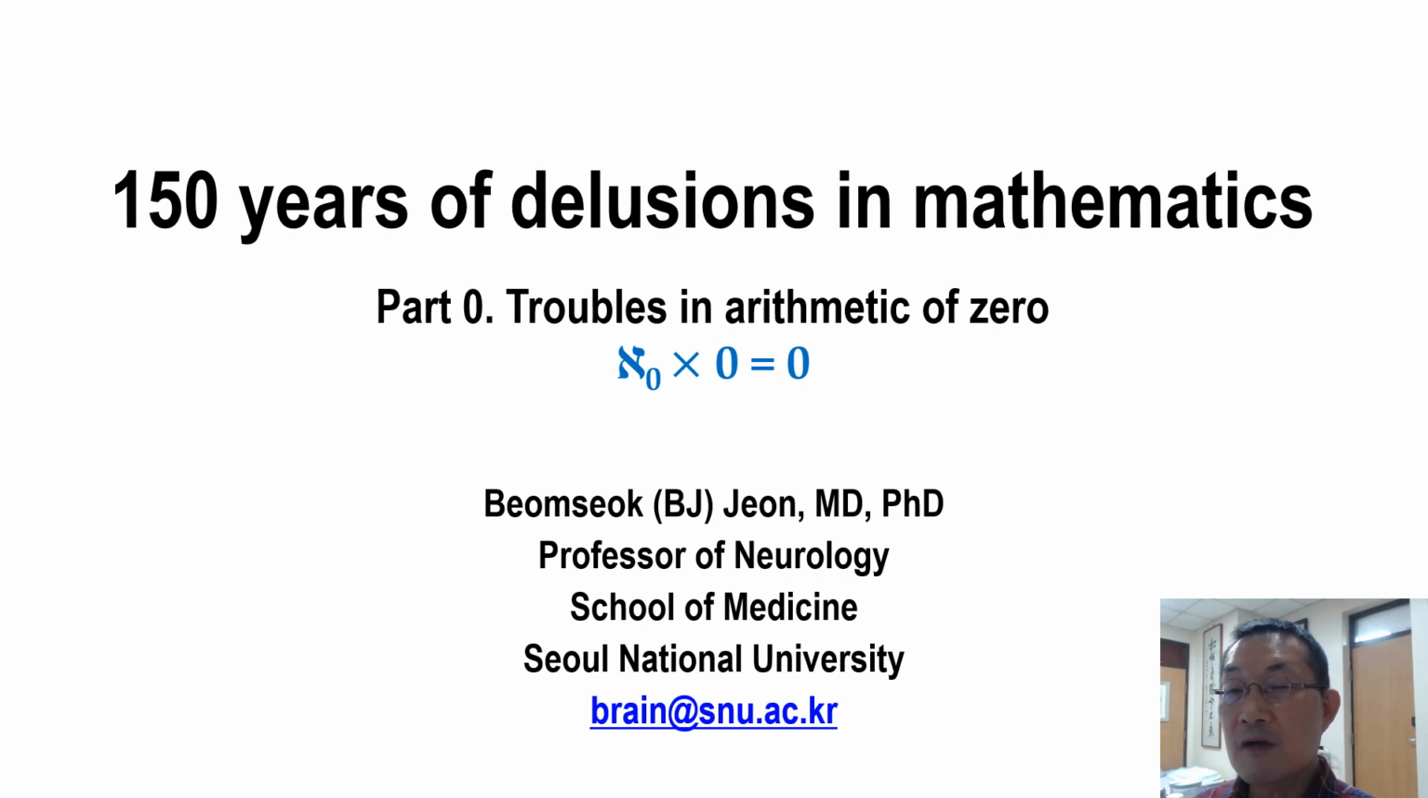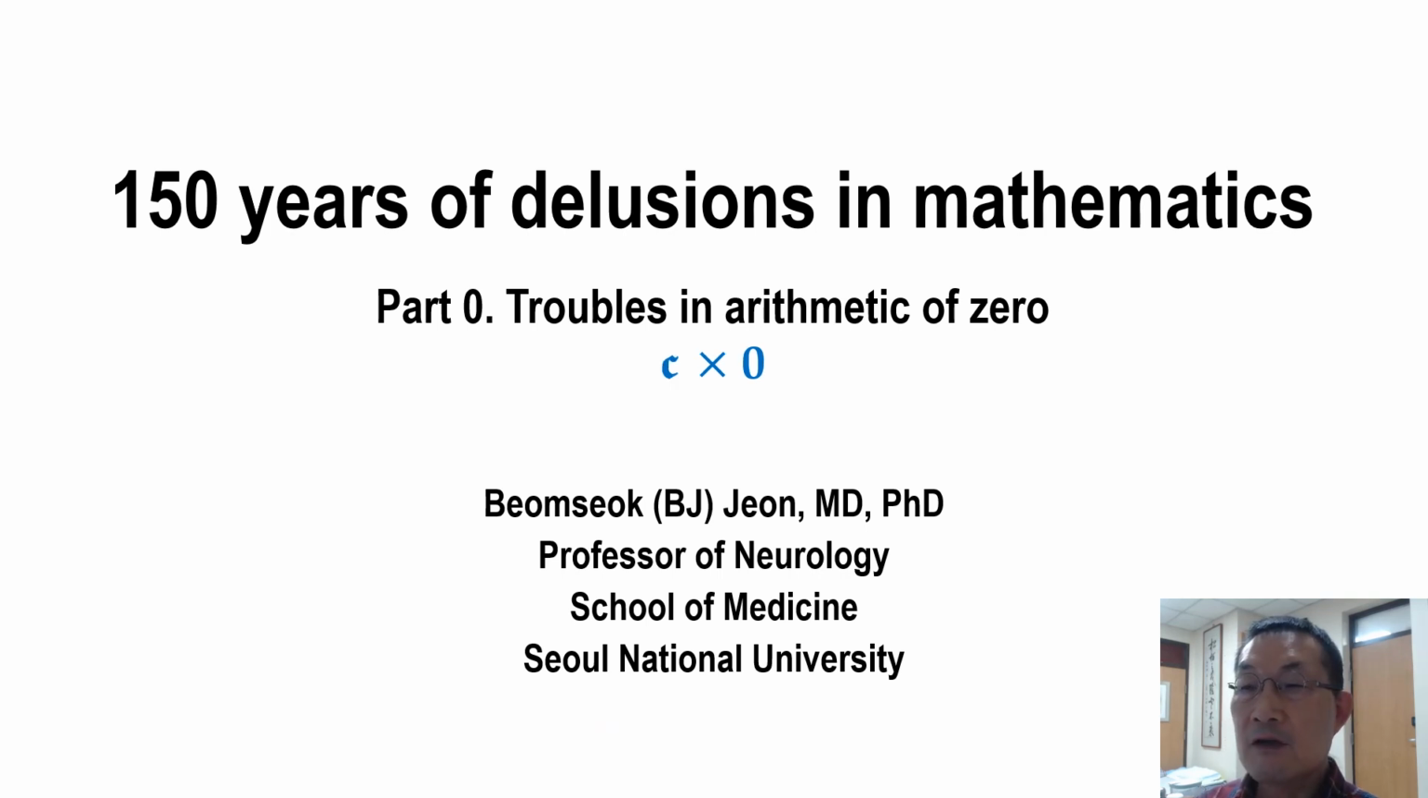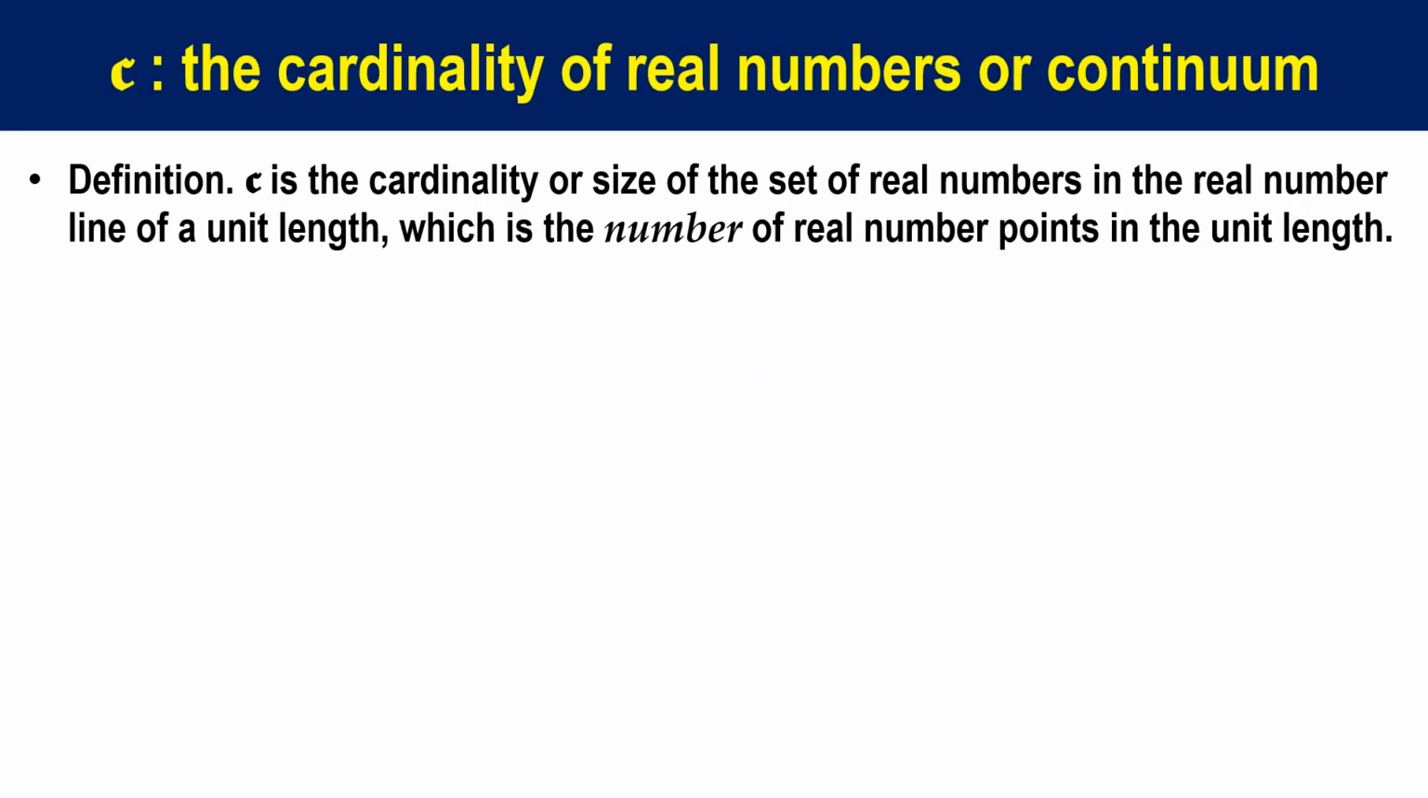In the previous video, I discussed Aleph-0 multiplied by 0 equals 0. In this video, I'll discuss C multiplied by 0. C, which is defined as the cardinality or size of the set of real numbers in the real number line of a unit length, is the number of real number points in the unit length.